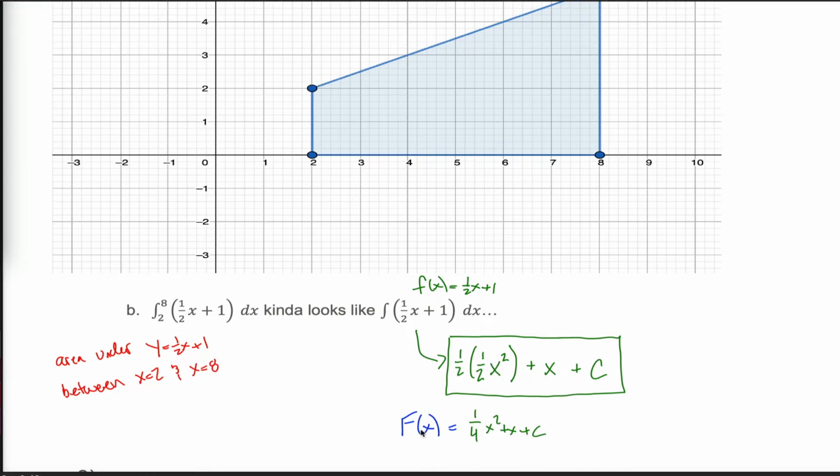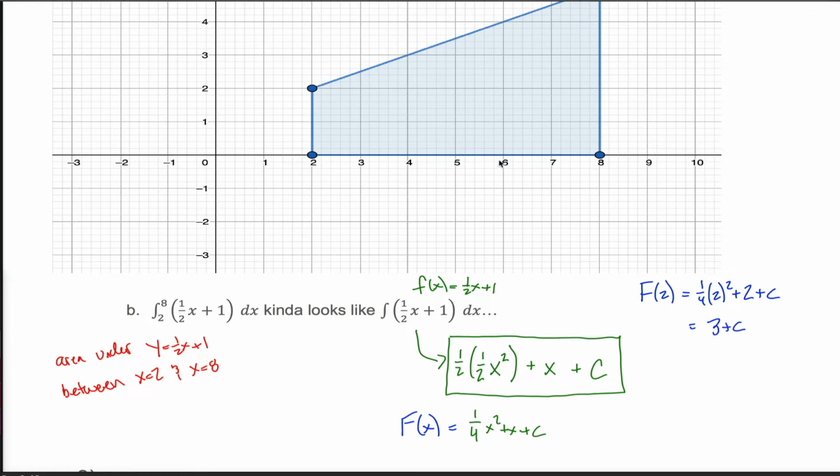Anyways, what if we decided to evaluate this function at 2? Because why not? We haven't done anything else with this 2. What if we figured out capital F of 2? Well, what we do is copy exactly what we see right here, changing all the x's into 2's. So 1/4 times 2 squared plus 2 plus c. Oh, okay, nothing too interesting here. 2 squared is 4. 1/4 times 4 is 1. 1 plus 2 is 3. So I get 3 plus c.